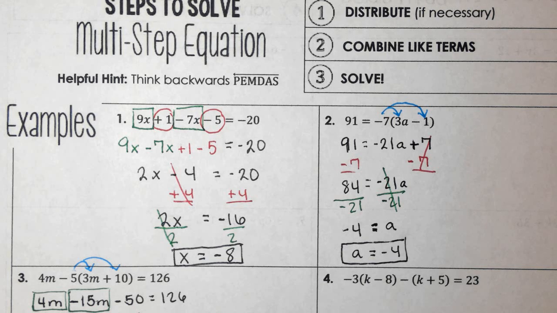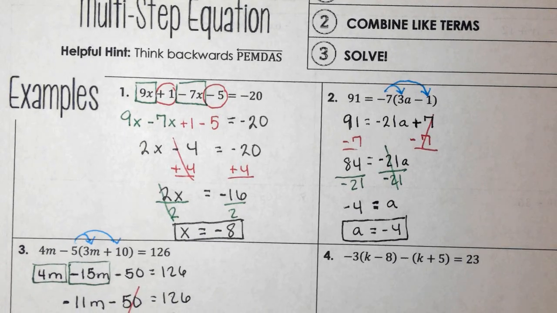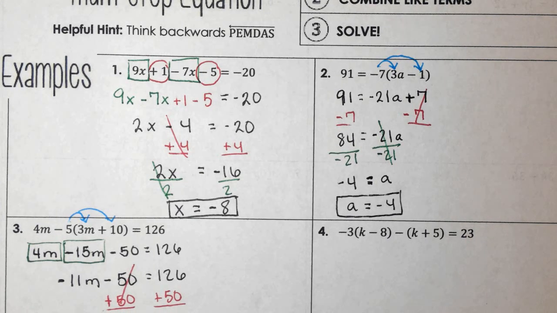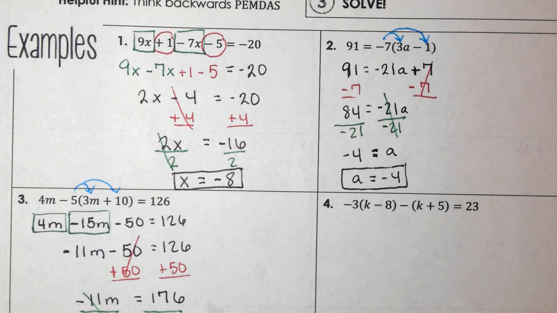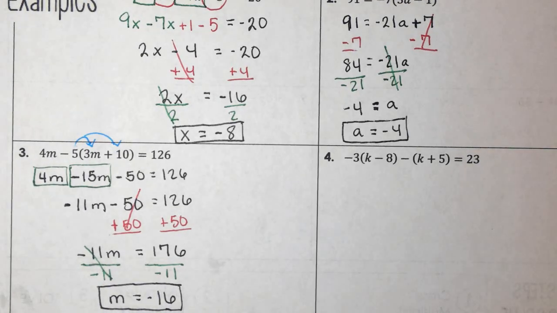And then after that, you should notice you have two variables in front right there that you can combine together. I didn't necessarily need to box them because they were already grouped together, but I did anyway. Then I combined those two variables together and got negative 11m minus 50 equals 126. From that point, I just had a two-step equation to solve for m. I added 50 to both sides to cancel it, moving it to the other side, and then I got negative 11m equals 176. From there, I just had a one-step equation. I divided by negative 11 on both sides, and I got my answer of m equals 16.